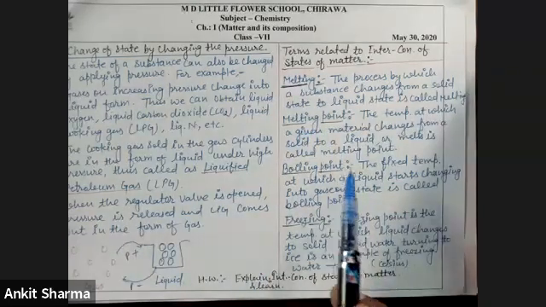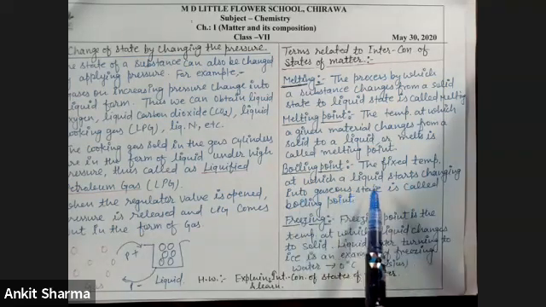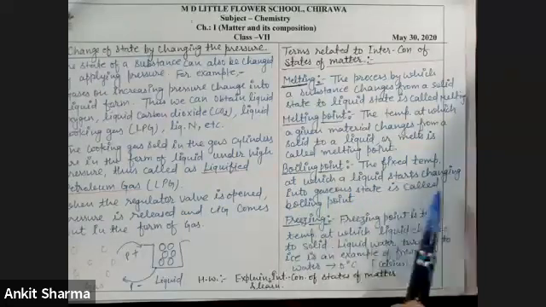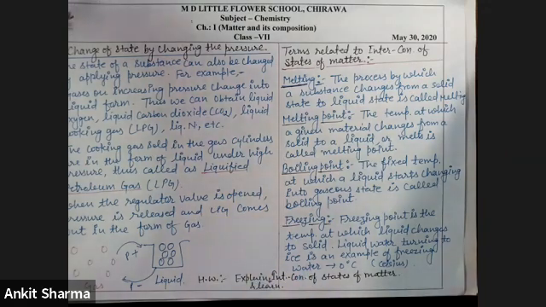Next one is boiling. The fixed temperature at which a liquid starts changing into gaseous state is called boiling point. Now what is freezing? Freezing point is the temperature at which liquid changes to solid. For example, for water that is 0 degree Celsius. Liquid water turning to ice is an example of freezing, and that happens at 0 degree Celsius. So that is your last class.